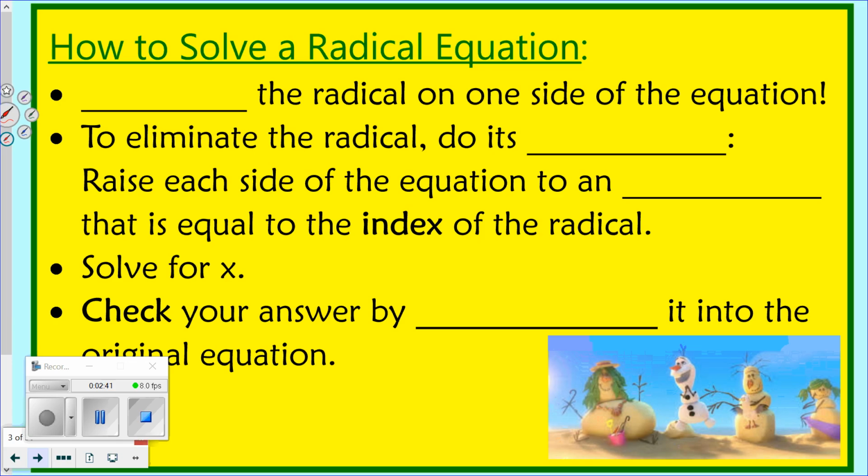All right. So how to solve a radical equation. You go step by step. First, isolate the radical on one side of the equation. You can write move, I don't care. I wrote isolate because you want just the radical on one side. Anything that's not under that radical, you want to move to the other side, so you're getting it by itself. To eliminate the radical, do its opposite. How do you solve equations? You always do the opposite.